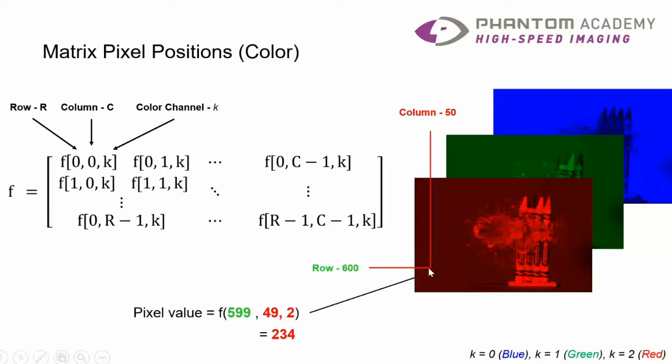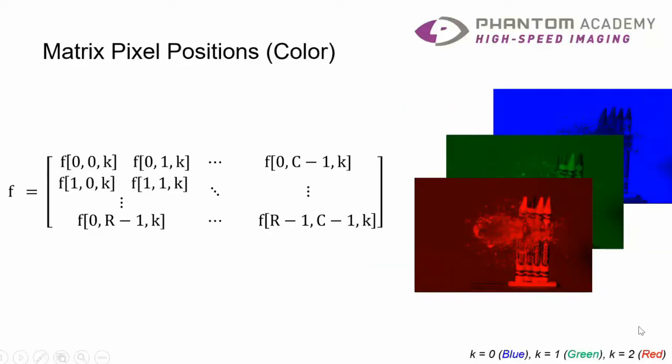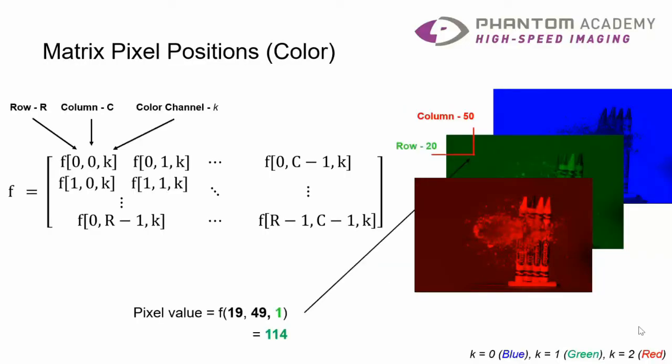If, for example, we wanted to do the same thing for our green channel, we have row 20, column 50. All we would have to do is, again, type in our row, column, and then the color channel. Green is 1, we get a pixel value of 114.